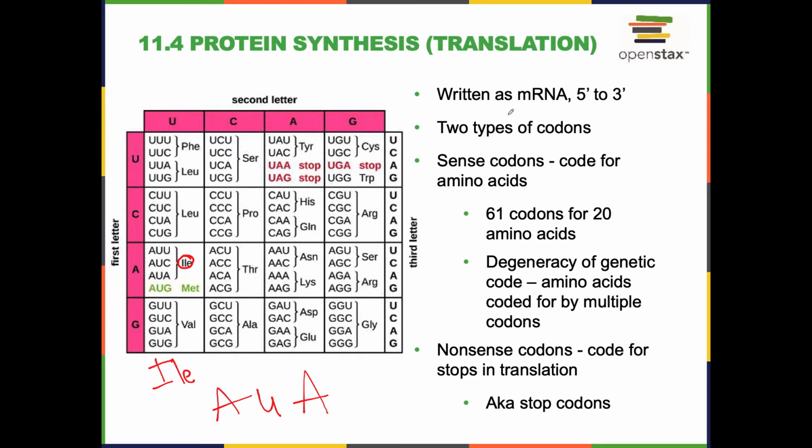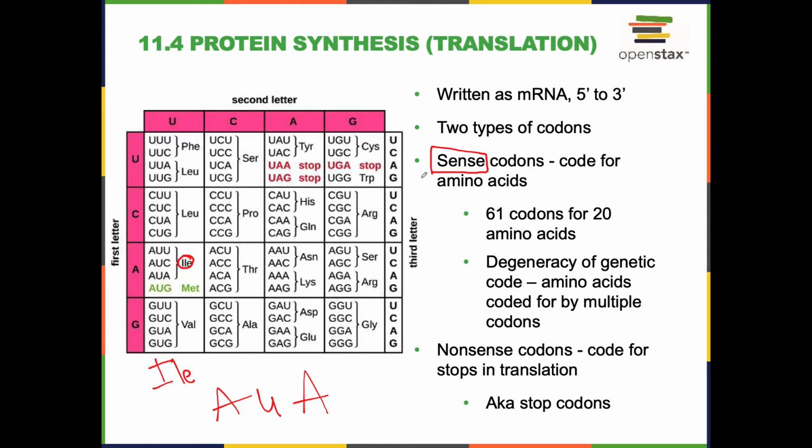This table has 64 codons. 61 of these code for amino acids. So these are what we call sense codons, right? And so the way I like to think about it is it makes sense. These codons code for something meaningful, some sort of amino acid. Okay.